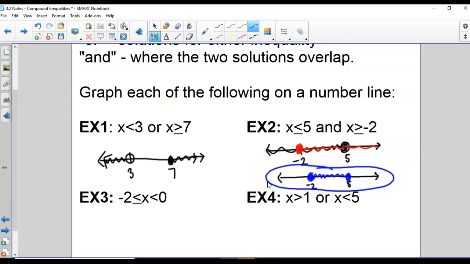Most of the time, "and" problems are going to be the answer between two numbers, whereas "or" problems will go away from each other most of the time, but not necessarily all of the time.